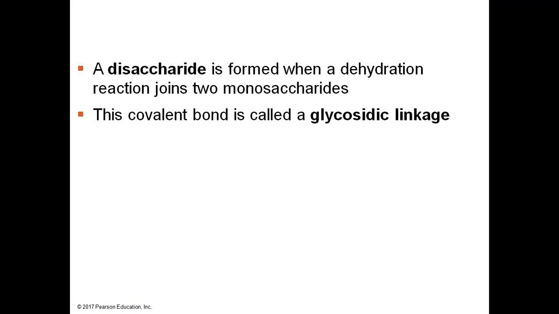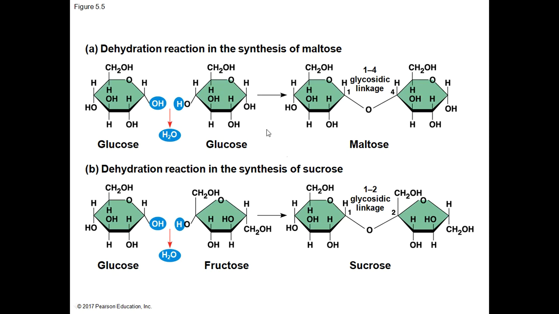A disaccharide, di means 2, again, so you have a disaccharide when a dehydration reaction joins 2 monosaccharides. The covalent bond is called a glycosidic linkage, what actually causes this to happen. So here, I have the dehydration reaction occurring between this hydroxyl unit and this hydrogen, forming H2O, so that gets removed.